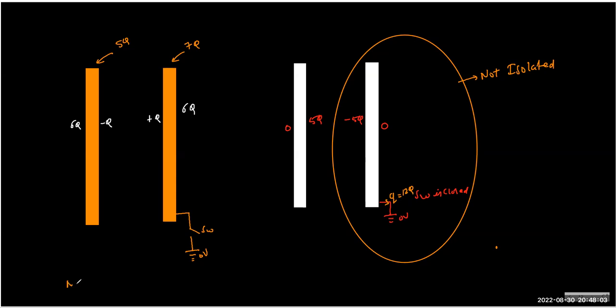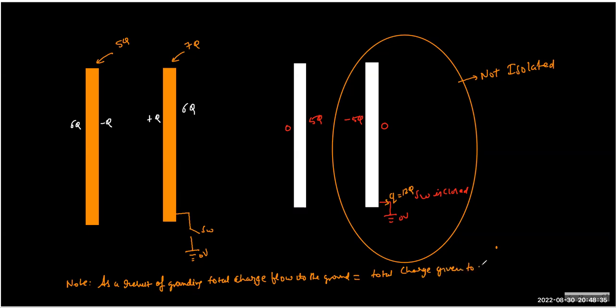So you can write as a note: as a result of grounding, total charge flown to the ground is equal to total charge given to the system before ground. Is this clear?